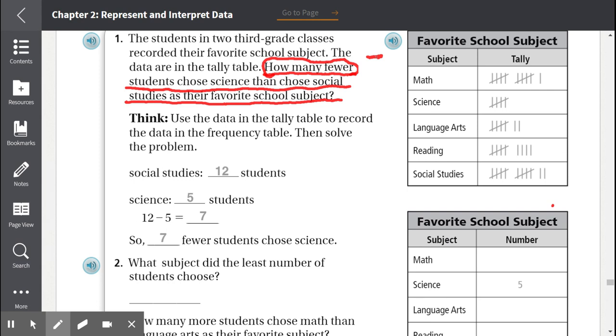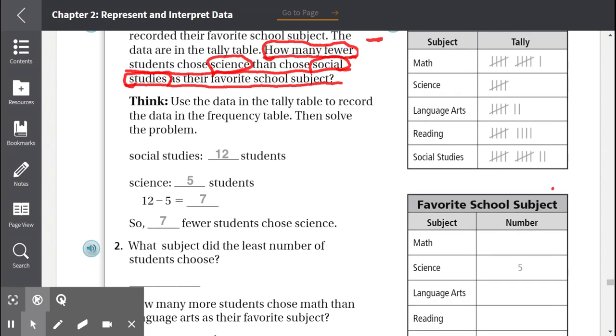And also, we're going to circle science, and we're going to circle social studies. Now, we don't have any numbers for social studies and science, so that's why we're going to use the tally table and the frequency table. So we also have to use the data in the tally table to record the data in the frequency table to solve the problem. So we're going to start with the subjects.